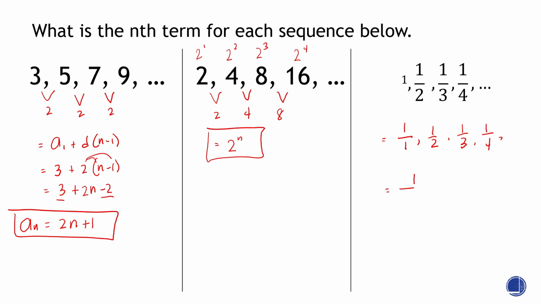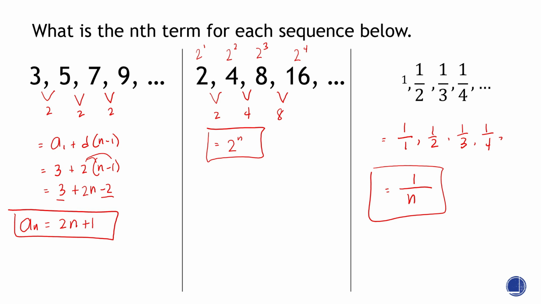Since the numerator will always be 1, I will put the 1 there. And then how are we going to describe the denominator? You start with 1. If n is 1, it's 1 over 1, which is 1. If n is equal to 2, it's 1 over 2. If n equals 3, 1 over 3. Which means that this is just 1 over n. If you replace n by 1, that's the first term of the sequence. If you replace n by 2, that's the second term of the sequence, and so on.